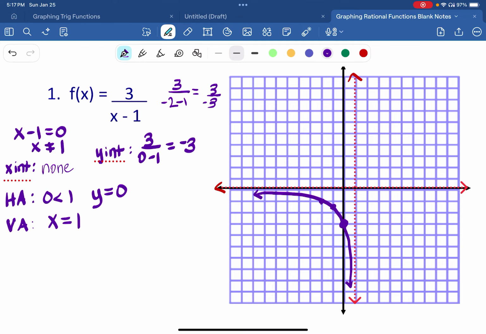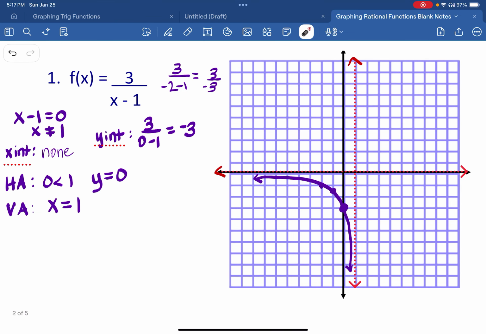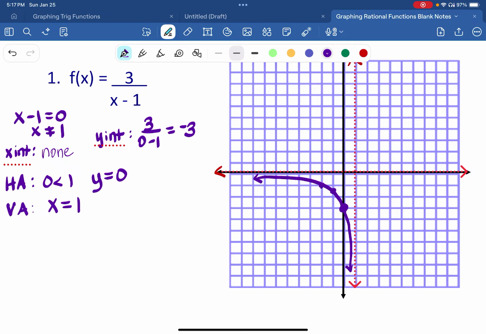I'm pretty sure the graph's going to be up here. I mean, knowing the nature of these graphs and all of that, I'm pretty sure that's what's going to take place. But what we're going to do is just plot a point just to make sure. So I'm going to pick a point that's to the right of that vertical asymptote that we have. So let's go with like 2.